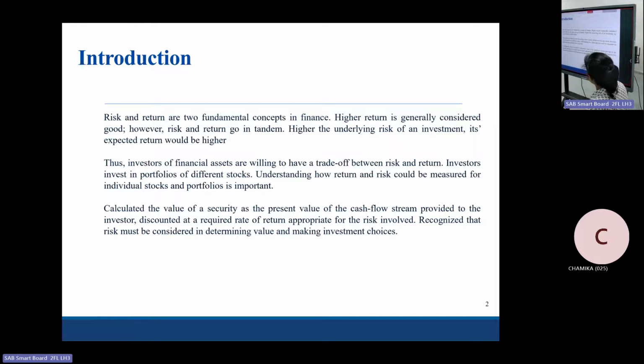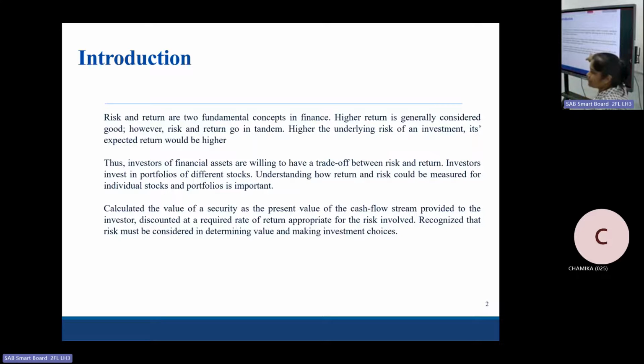Investors invest in portfolios of different assets, different stocks. So understanding how return and risk can be measured for individual assets as well as portfolios is important. Rather than investing everything you have in one particular investment, you may construct a portfolio. A portfolio is a collection of investments. You may invest part of your money in the stock market, treasury bills, real assets, bonds, and likewise construct the portfolio. By constructing a portfolio, you can diversify and maximize return.